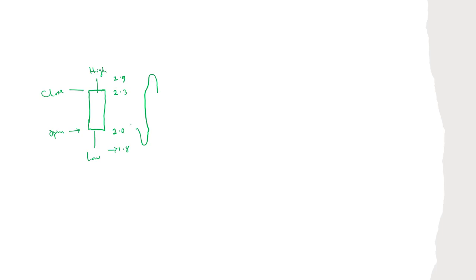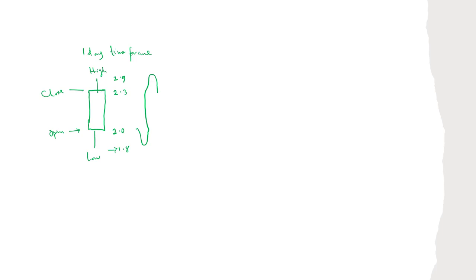So a single candle denotes the time period we are looking at. If we are looking at this candle in a one-day time frame, that means when the day started, this candle opened at $2. It came down to $1.8 and started going up till it reached $2.9, and came down to close at $2.3.